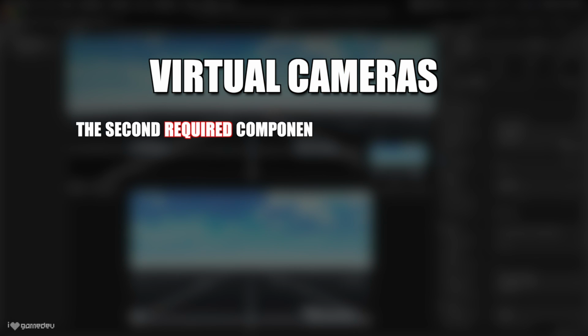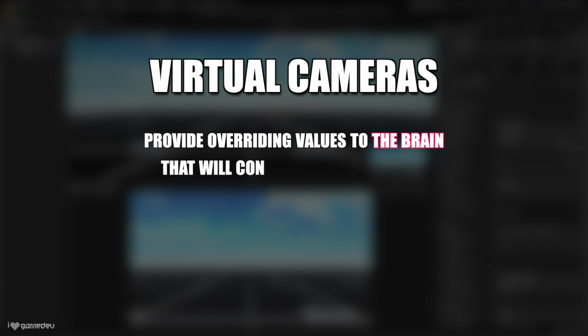As the central topic of today's video, Cinemachine virtual cameras are the second required component when using Cinemachine. Virtual cameras provide the overriding values to the brain and control the game's view.